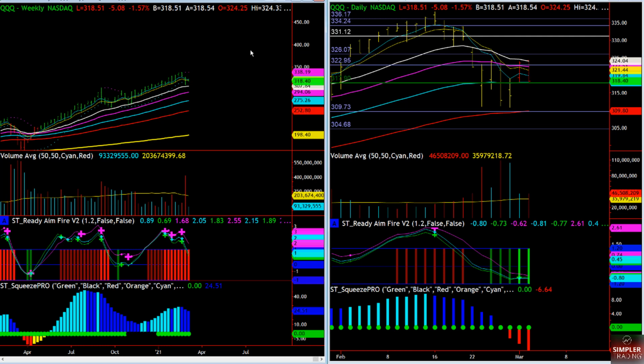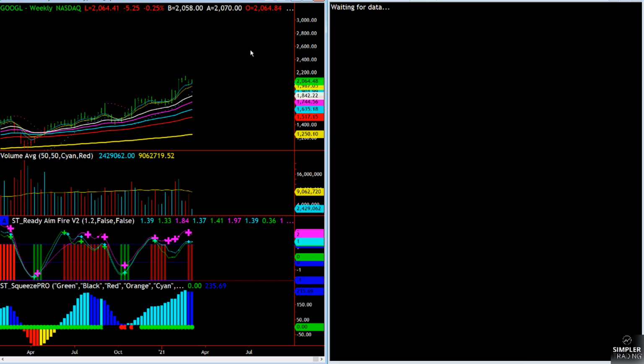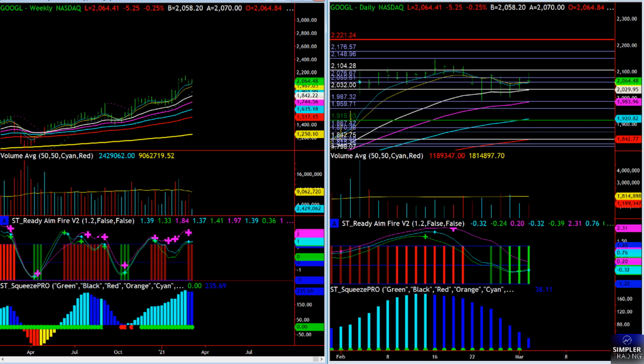So in this environment, I love the idea of being bearish on the Qs but bullish on Google. Apple's moving with the Qs, Amazon's moving with the Qs. Google, if we look at the daily chart, is respecting its moving averages. The moving averages are stacked positive. We're above the 21, right?